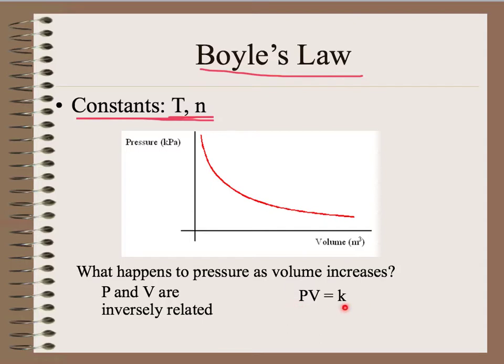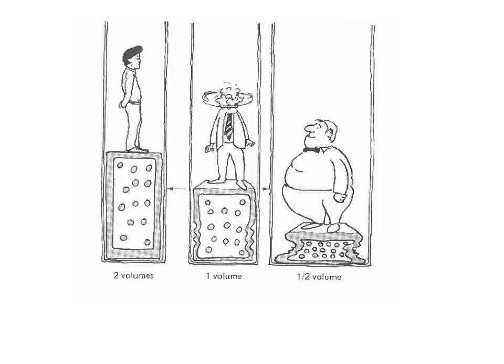That's what this little formula means right here. Pressure times volume equals K, a constant. So anytime that the pressure would have to go up, the volume would have to go down to equal the same number each time. This illustration shows Boyle's law in action.